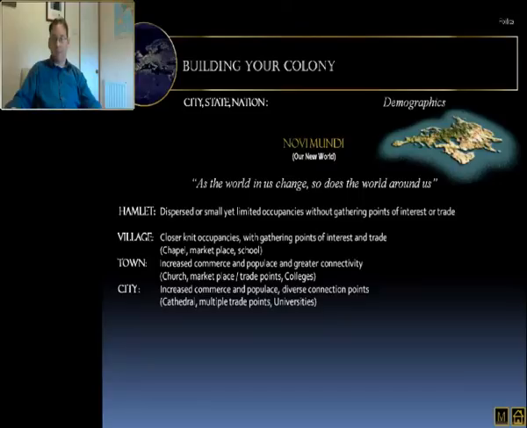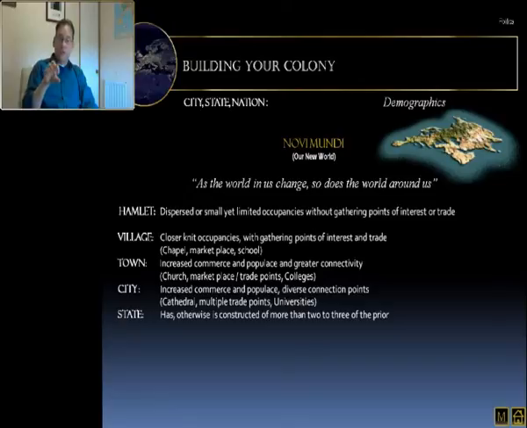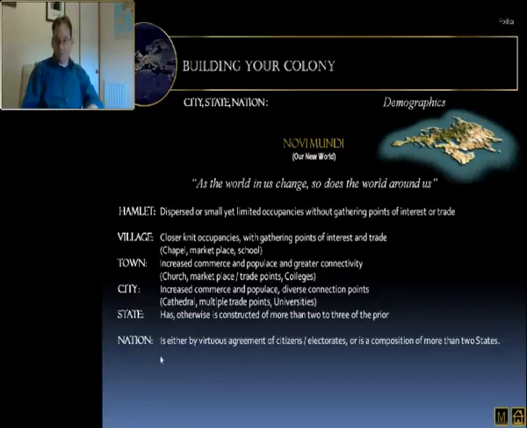Then we have the state. It has, or otherwise is, constructed of more than 2 to 3 of the previous ones. So basically, the state has multiple cities. It doesn't necessarily have any defining factors such as these. It is these. It's multiples. Then the nation is either by virtuous agreement of citizens, electorates, or is a composition of more than 2 states.